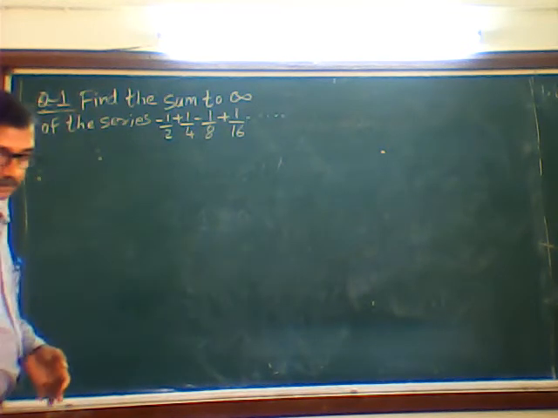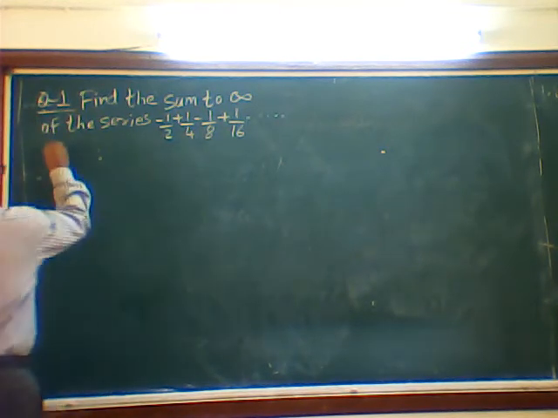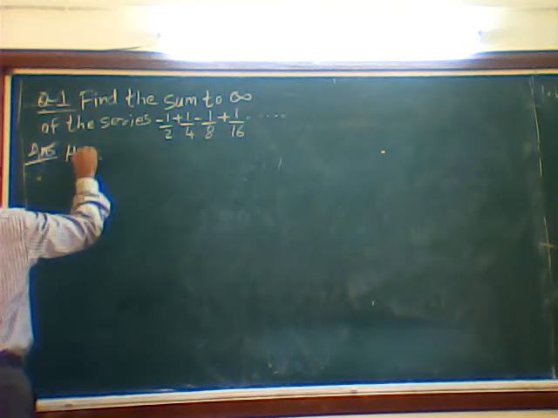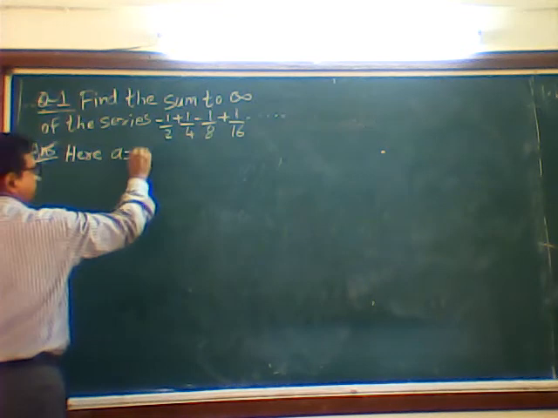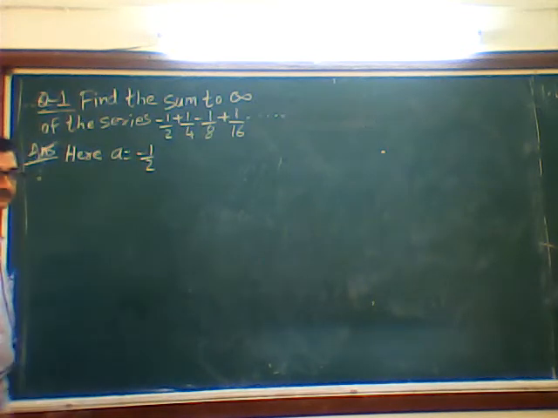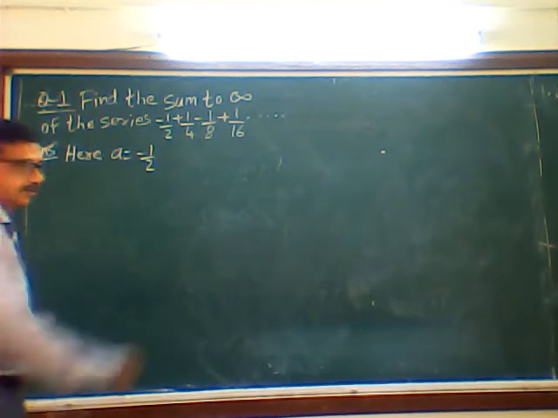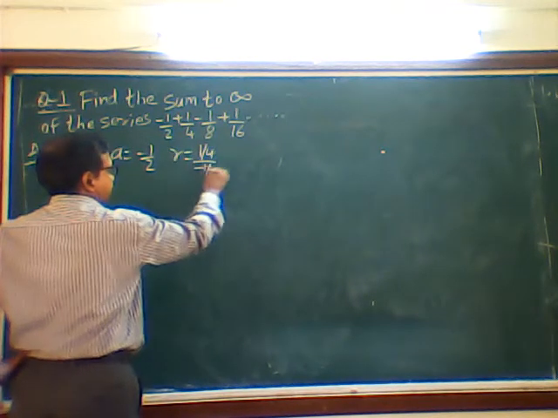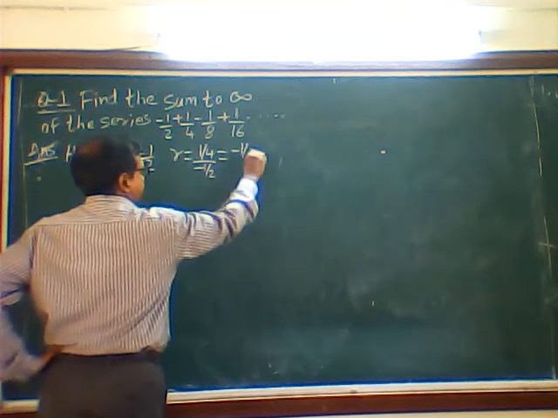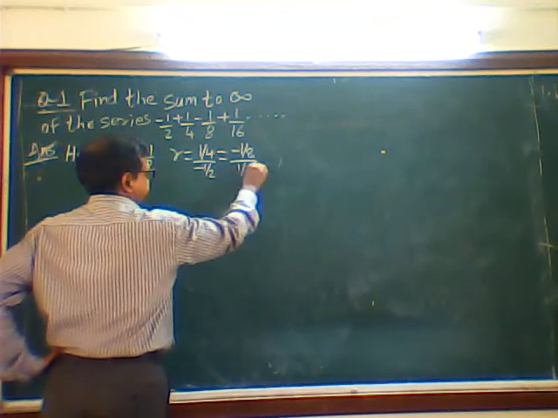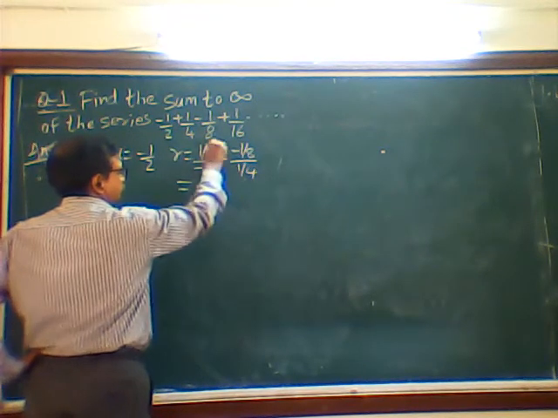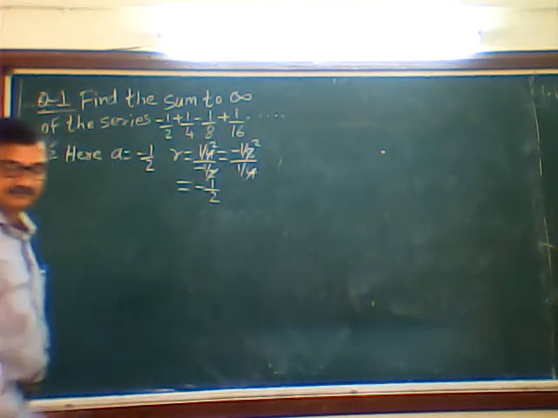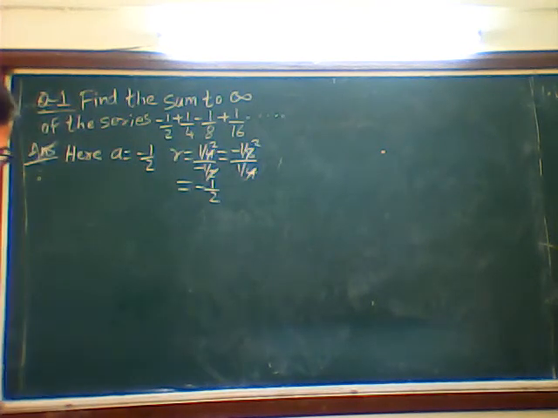Okay, now here, answer. The given is what? Now here a will be minus half. Then r will be what? 1 by 4 divided by minus half is equal to minus 1 upon 8 divided by 1 by 4. 2 ones are 2, 2 twos are 4, 1 fours are 4, 2. I am getting minus half. The r value is minus half.